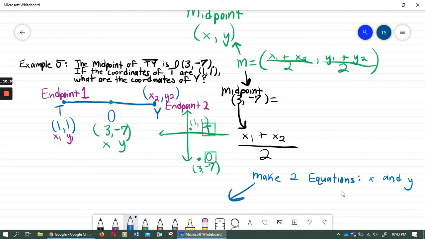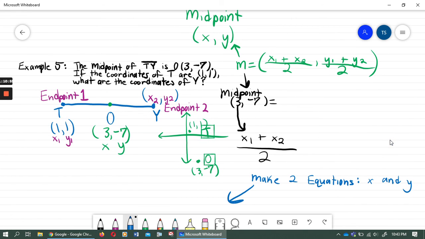So the x value of the midpoint is 3. Okay, so we know that the x value of the midpoint is 3, and I apologize about how sloppy this is. It wouldn't usually be that sloppy, but guys, I'm on a tight limit here of time. Yeah, so it's all good.